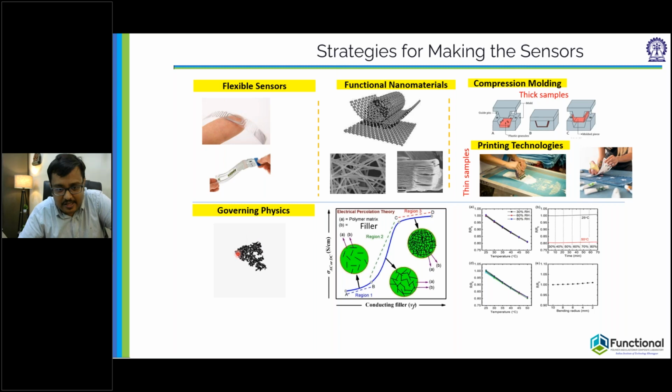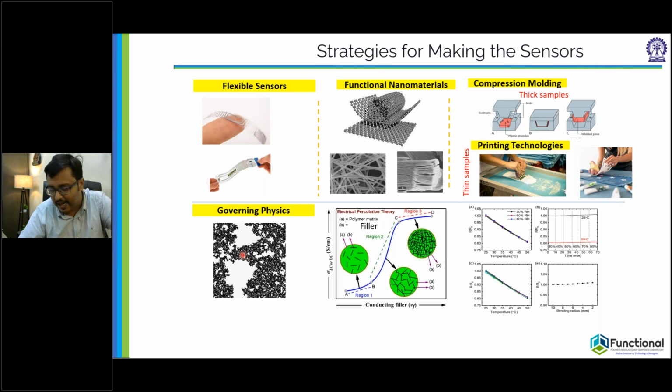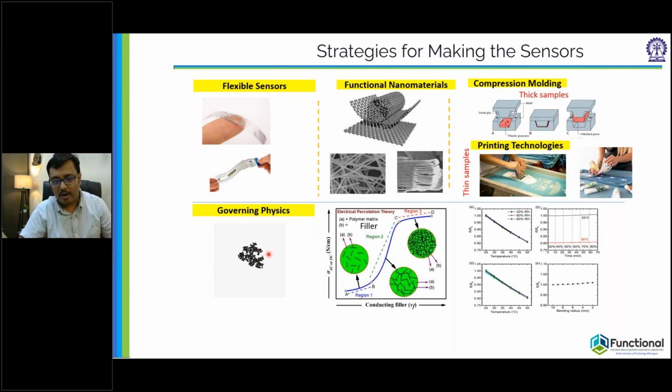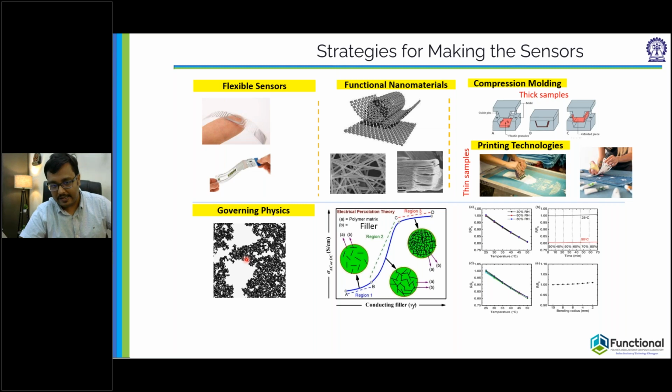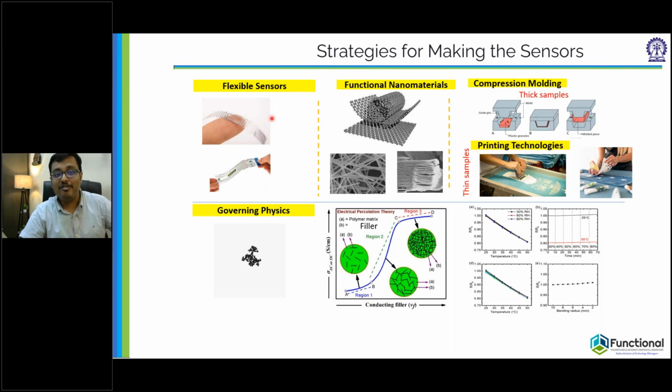In this particular GIF image, you can see that this is at a very low filler loading. When you are just adding the nanomaterials into the rubber, they remain in a scattered way. They are not interconnected the way you can see here. But if you keep on adding, it starts forming a certain network structure, and it saturates at one point. This network structure is known as the percolative network inside the rubber matrix.